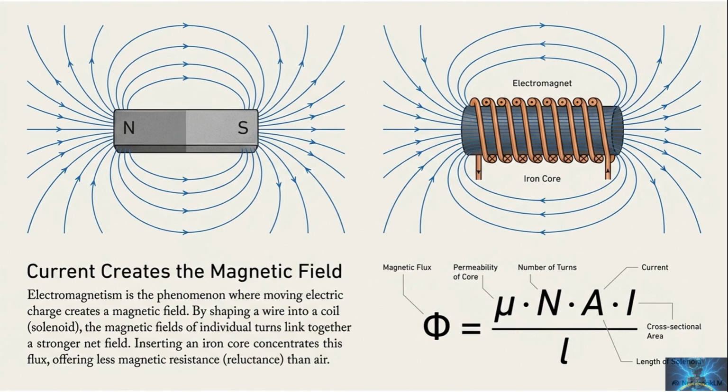We begin with the most basic field fact. Current creates magnetic field. A permanent magnet gives you a fixed field, but an electromagnet gives you a controllable field. In a coil, the fields from each turn add together and become stronger, especially with an iron core. The key takeaway is that magnetic flux depends on geometry and material. Permeability of the core, number of turns, cross-sectional area, and coil length all influence how much magnetic field you get for a given current. Translation for technicians: if you change turns, core, or current, you change the magnetic muscle of the motor.